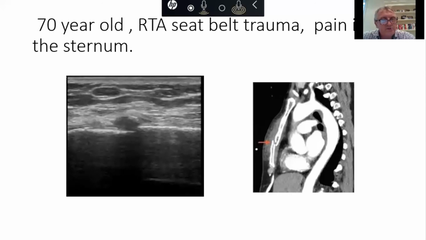So here's a 70-year-old patient with a road traffic accident, seatbelt trauma, and pain in the sternum. Now, sternal fractures can be non-displaced and not visible on the x-ray. Ultrasound can be helpful because here we have the cortex, and there's a disruption in the cortex and some fluid, and this is showing you the sternal fracture. Again, you don't want to miss these. They're extremely painful, but the x-ray can be misleading as they're often non-displaced, but the ultrasound can increase sensitivity.